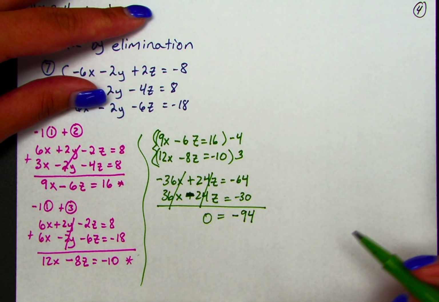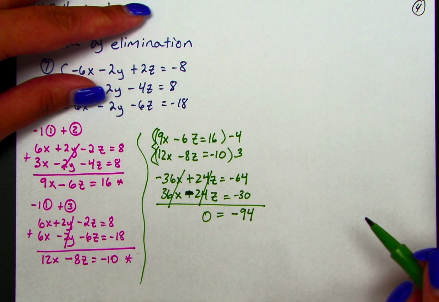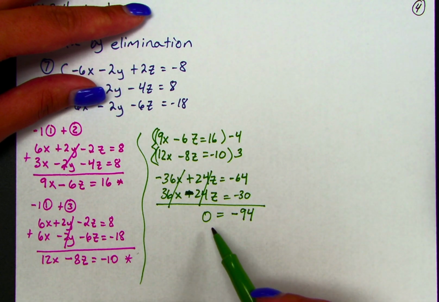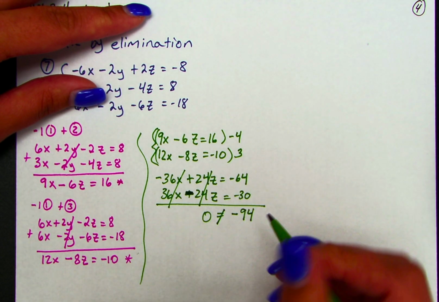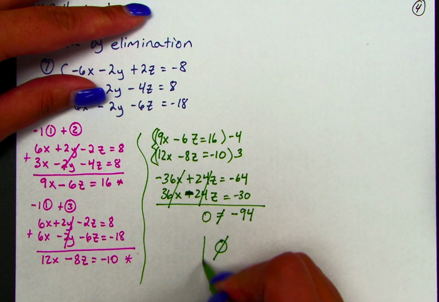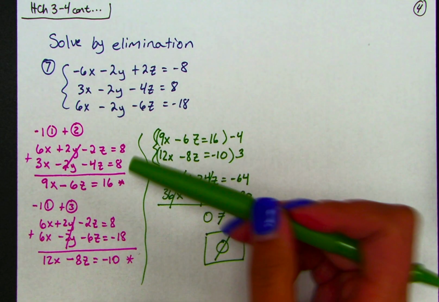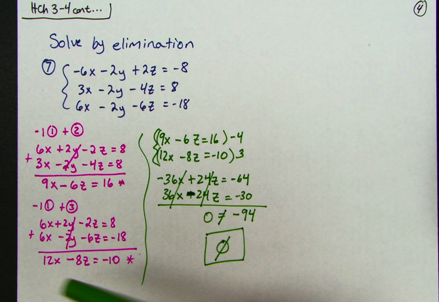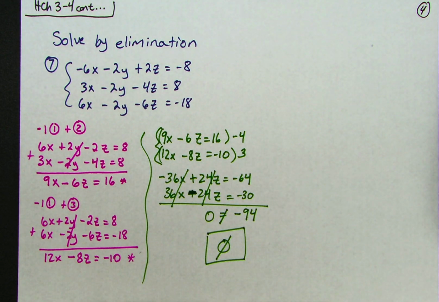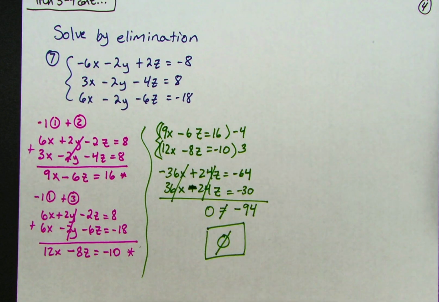At this point, all of my variables have canceled out, and I have to decide if this is a true or false statement. This is a false statement, so that means that my answer for this is no solution. Okay? So if at any point, whether it's on one of these two steps, all your variables are eliminated on the one side, so we have 0 equal to a number, and we're getting a false statement, we can stop and say that our answer is no solution.